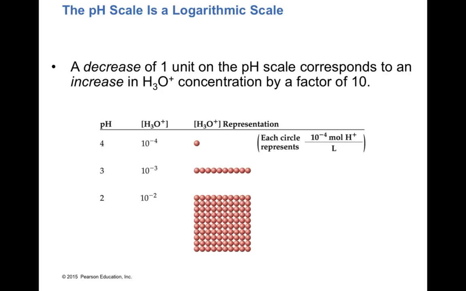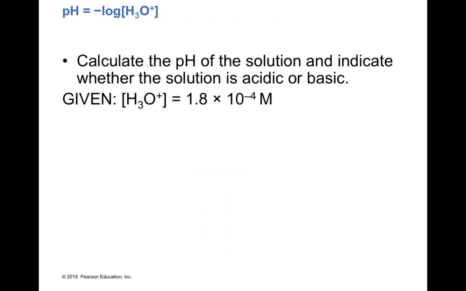What I'm saying is that the pH is a logarithmic function. The pH is equal to minus log of the concentration of H3O. This is a really important equation that you need to know to determine the pH. The pH is equal to minus log of the concentration of H3O.